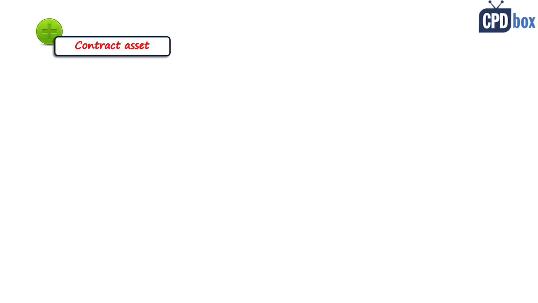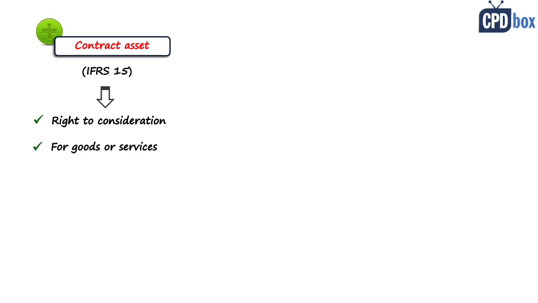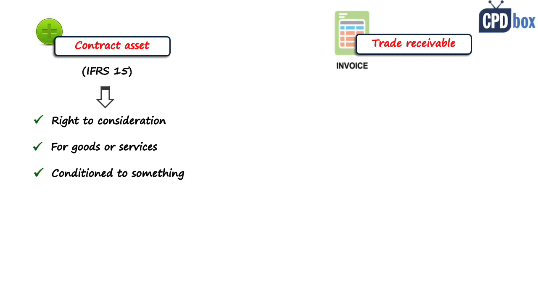So contract asset is the term defined by IFRS 15 as an entity's right to consideration in exchange for goods or services that the entity has transferred to a customer when that right is conditioned on something other than the passage of time, for example, the entity's future performance. And the trade receivable or account receivable is a financial instrument as defined by IAS 32 as a contractual right to receive cash or another financial asset from another entity.